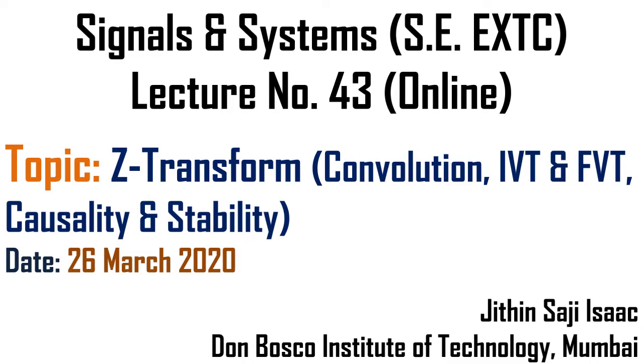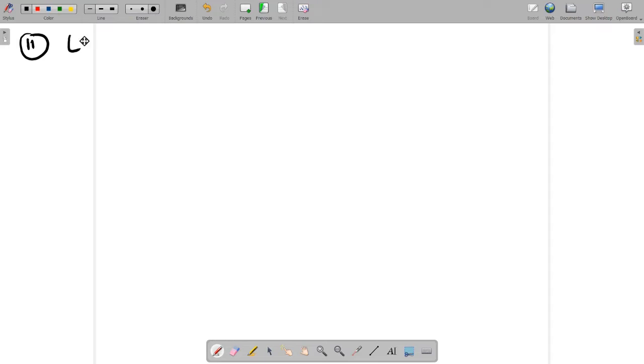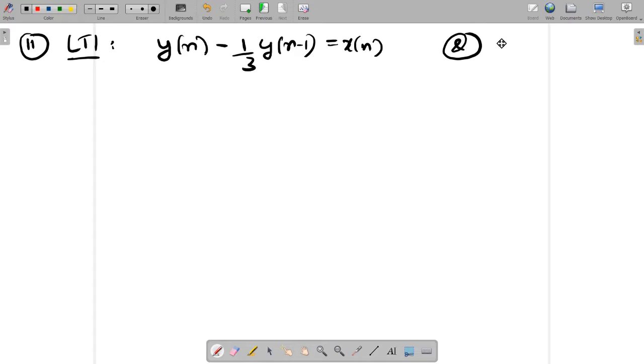Next sum is sum number 11. For an LTI system, y of n minus 1 by 3 y of n minus 1 is equal to x of n, and x of n is equal to half raised to n u of n. Find y of n.